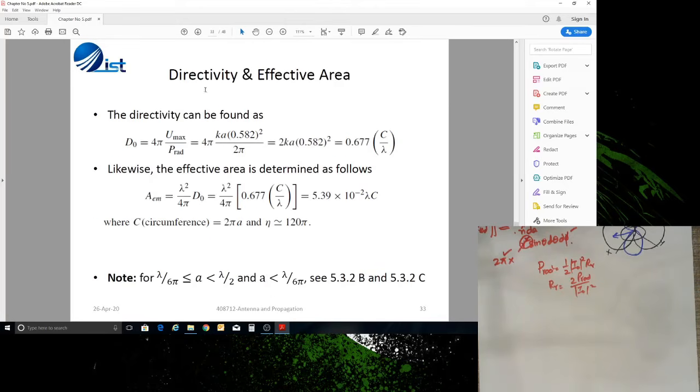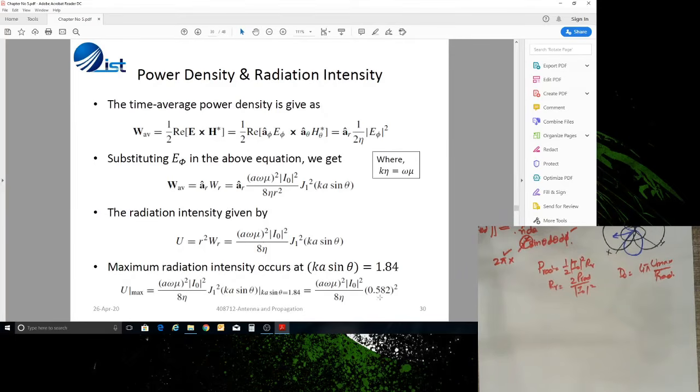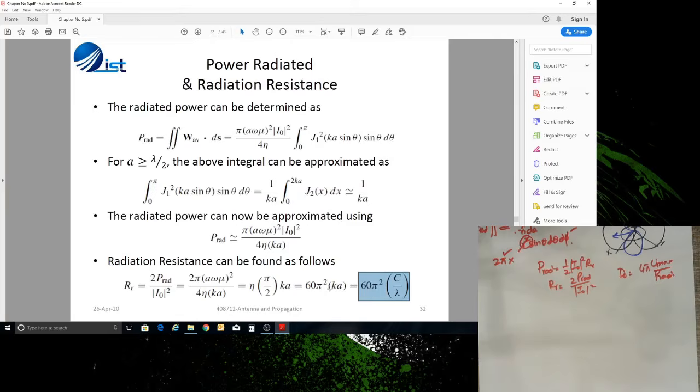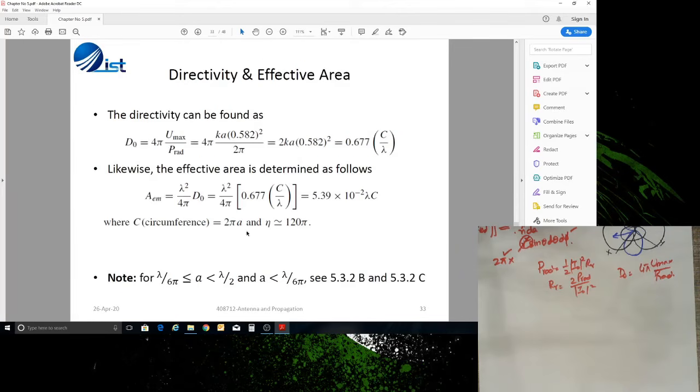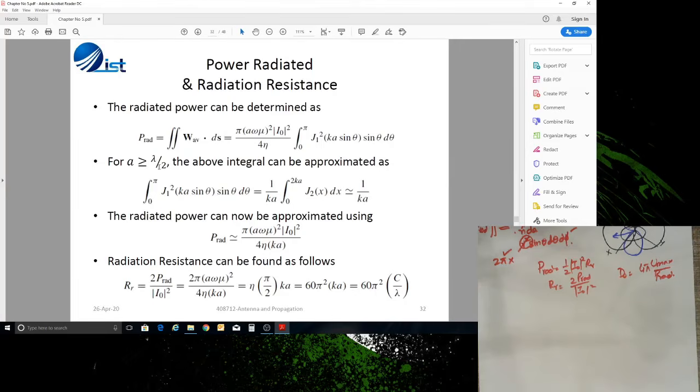Okay. Now if we talk about directivity and effective area, as we know, directivity D naught is equal to 4 pi U max over P radiated. We have seen this expression in the second chapter as well. U max we have already seen; this expression is when this argument is equal to 1.84. This is U max, and P radiated for a greater than or equal to lambda by 2 comes out to be this expression over here. So you substitute these two values here, and you would see that the directivity comes out to be this, where this is 0.677 C by lambda.